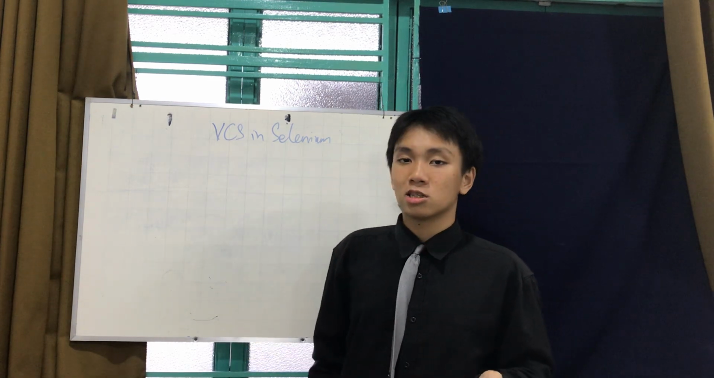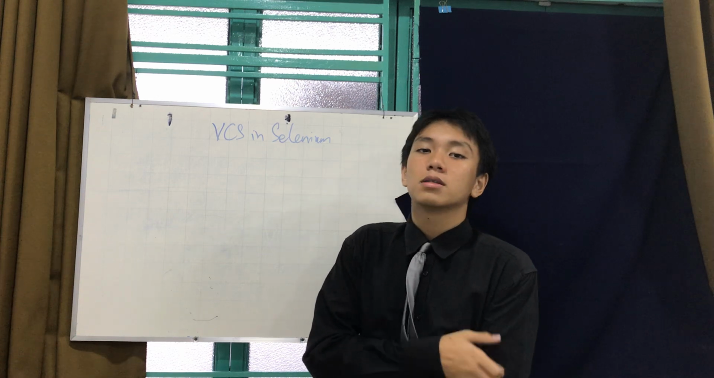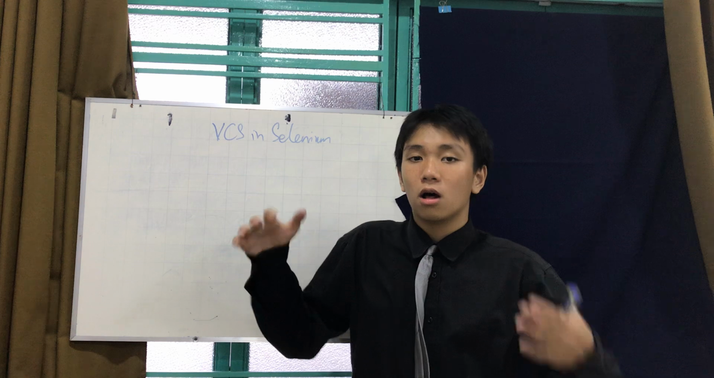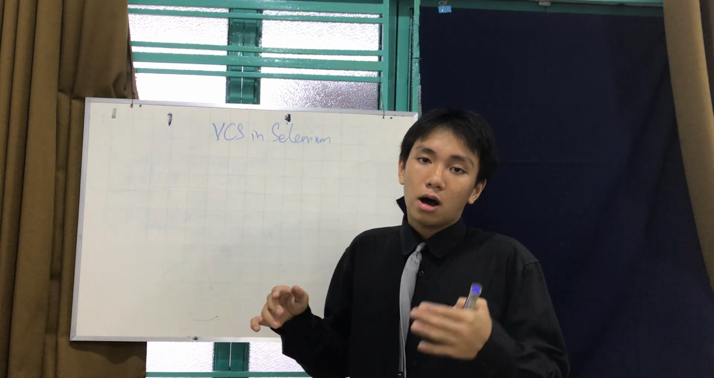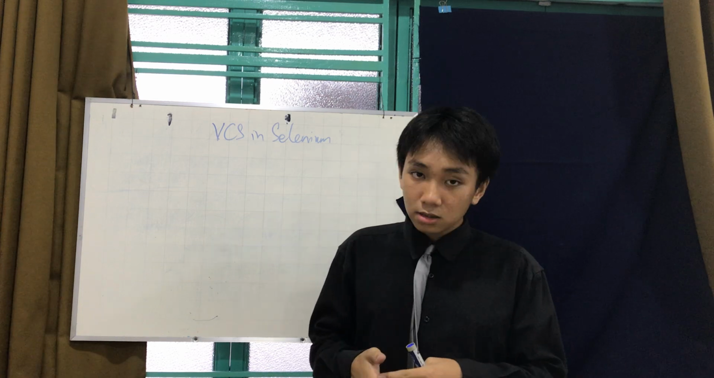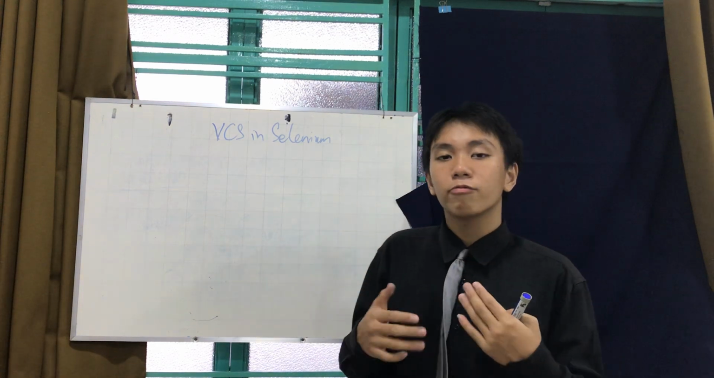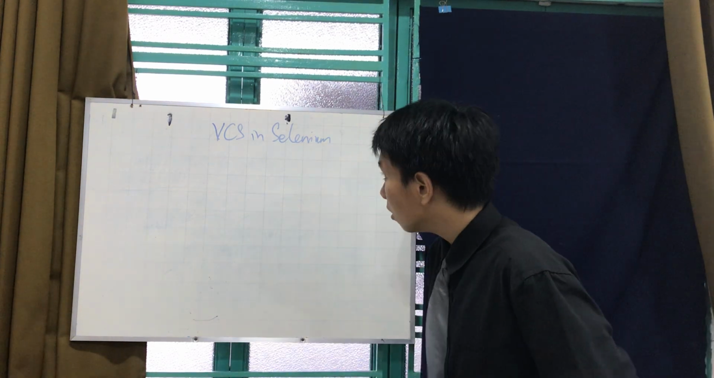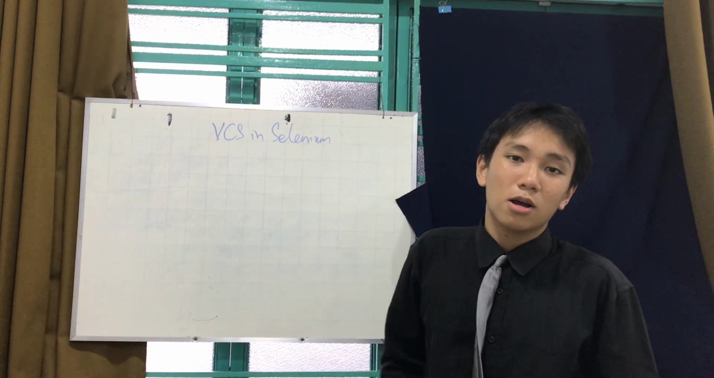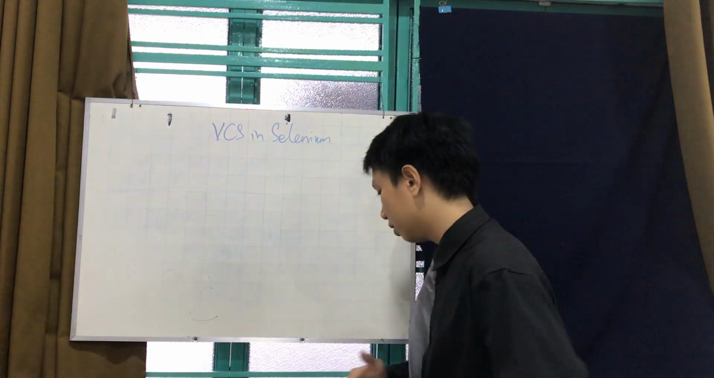This is what Selenium will allow us to do. What is version control system then? Version control system is a system that allows us to control things. A very famous example is Git, which millions of people use. And so version control system in Selenium, quite an interesting topic, right?